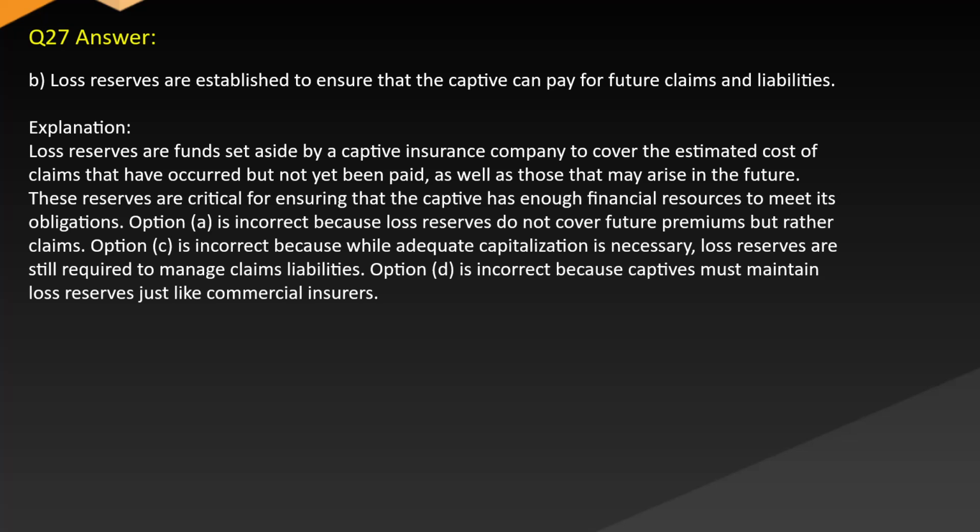Option A is incorrect because loss reserves do not cover future premiums but rather claims. Option C is incorrect because while adequate capitalization is necessary, loss reserves are still required to manage claims liabilities. Option D is incorrect because captives must maintain loss reserves just like commercial insurers.